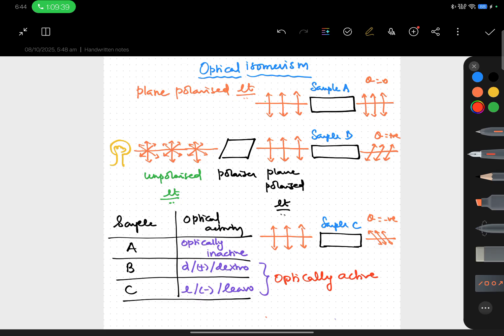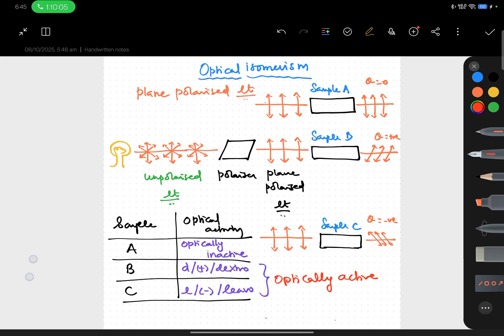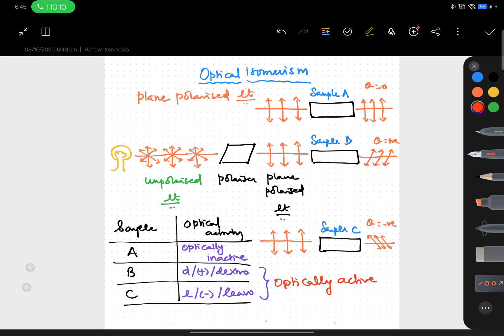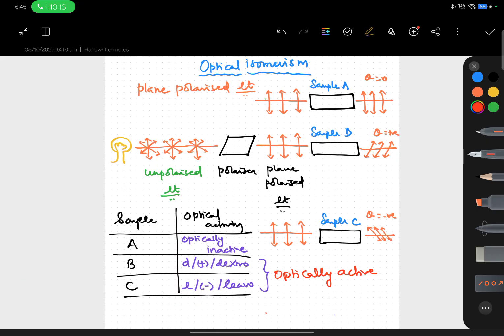So this is the condition. But we have to check which molecules will show optical isomerism. For a molecule to possess optical isomerism, the condition is it should have an asymmetric carbon, and one more condition is chirality. Can I move forward? Have you drawn everything clearly, because it's not there in the textbook?